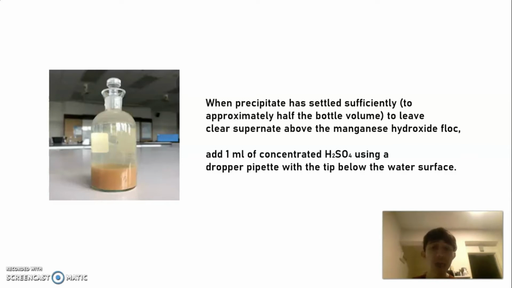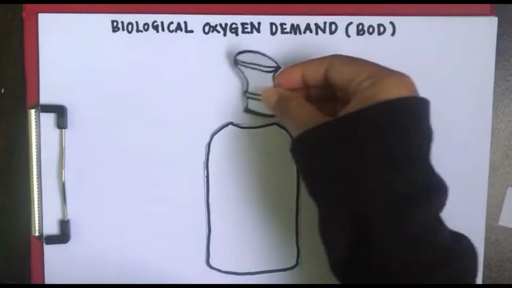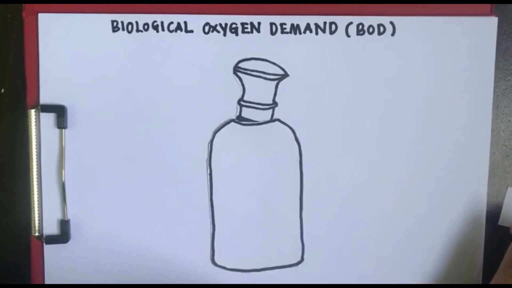Then we should add 1 ml of concentrated H2SO4 using a dropper pipette with the tip below the water surface. Place the stopper and mix thoroughly. The precipitate has now dissolved and iodine has been released to give a clear reddish brown color.